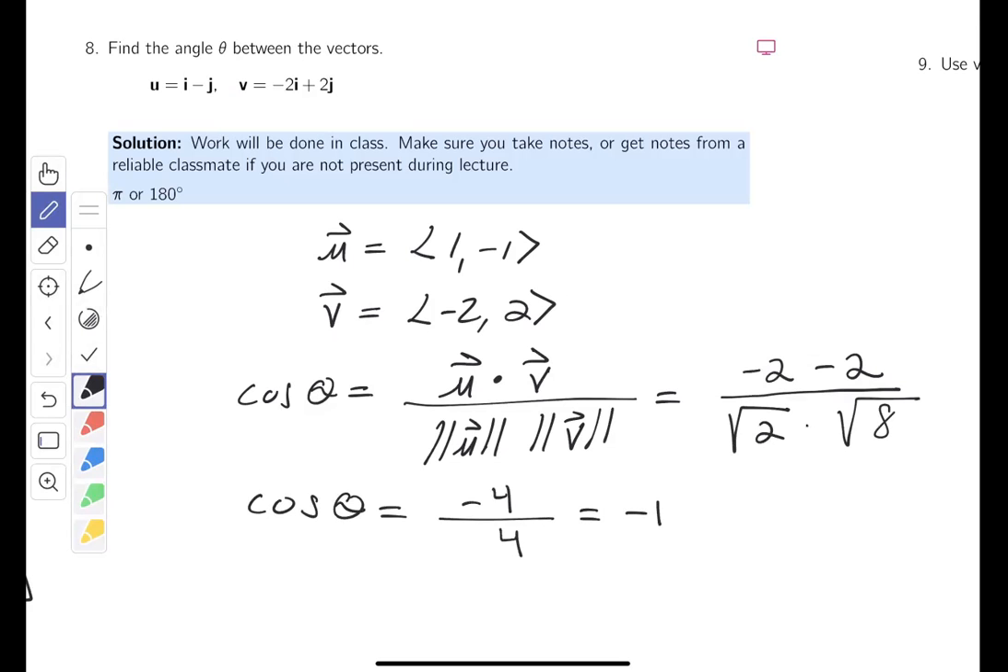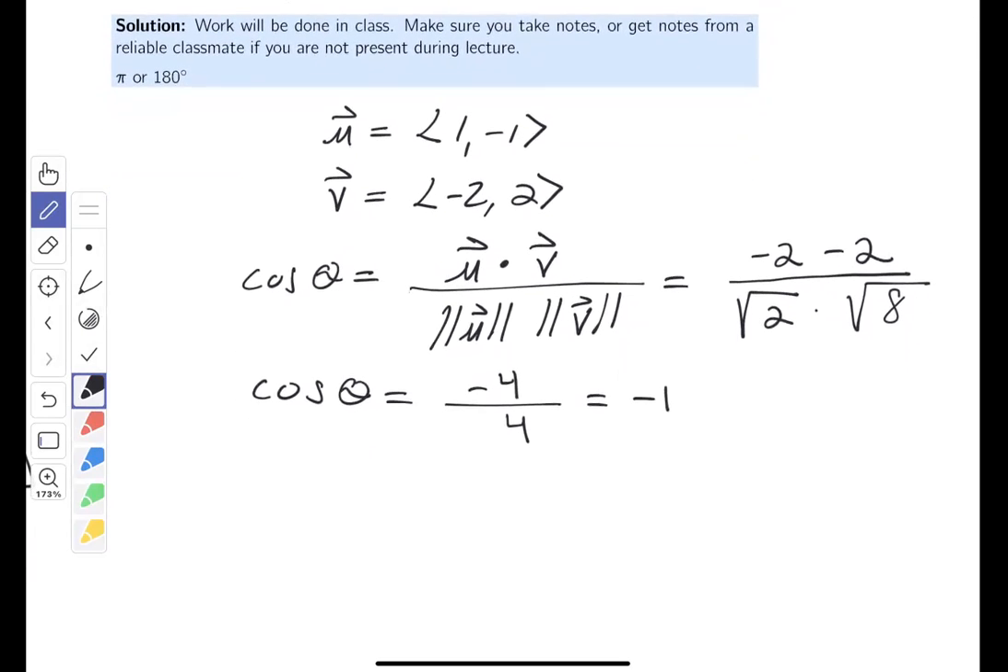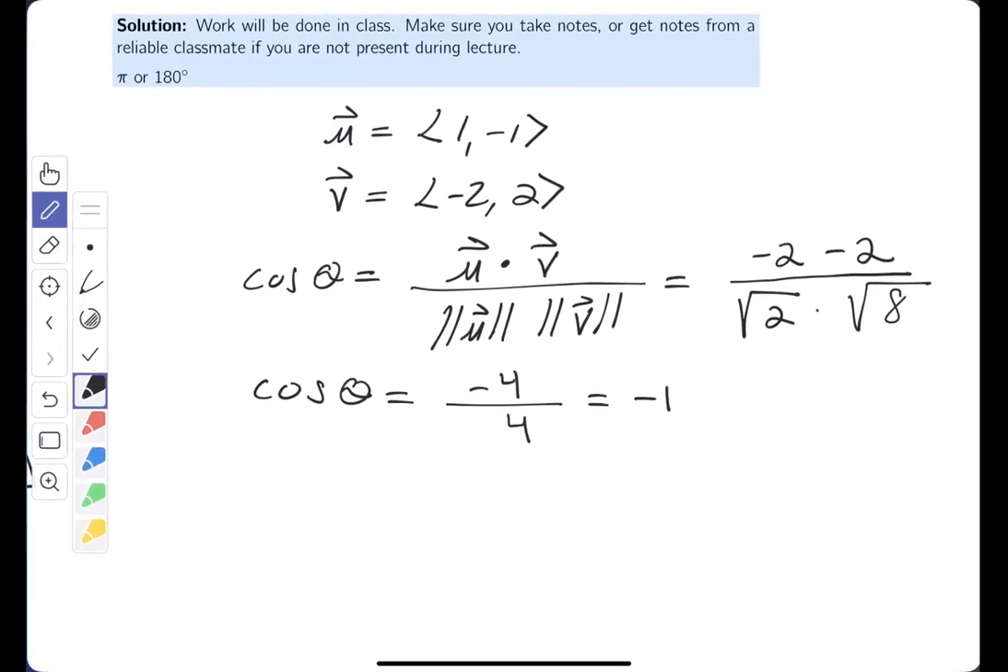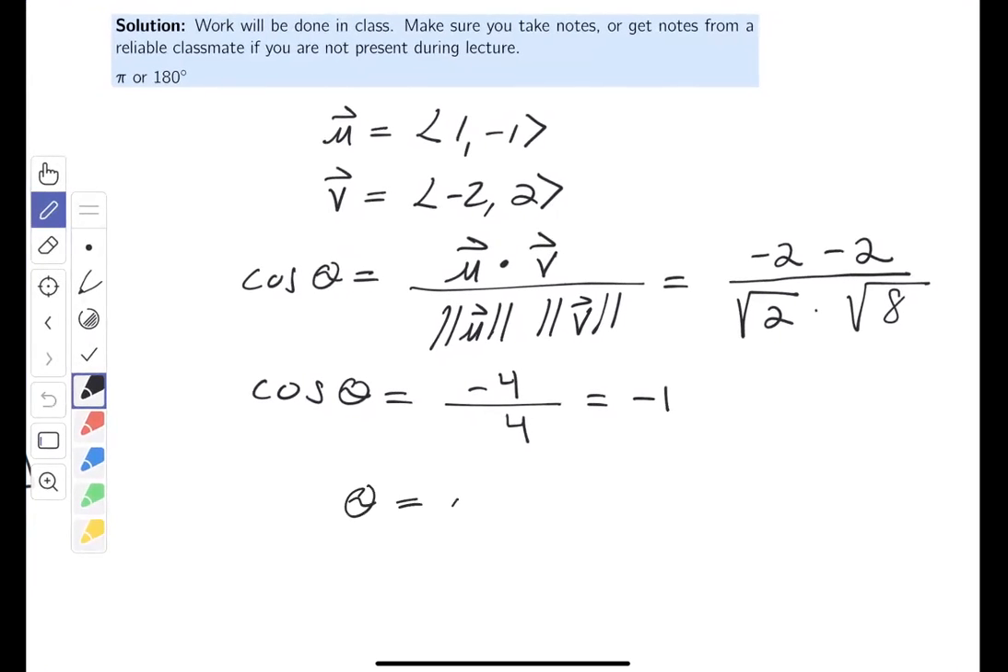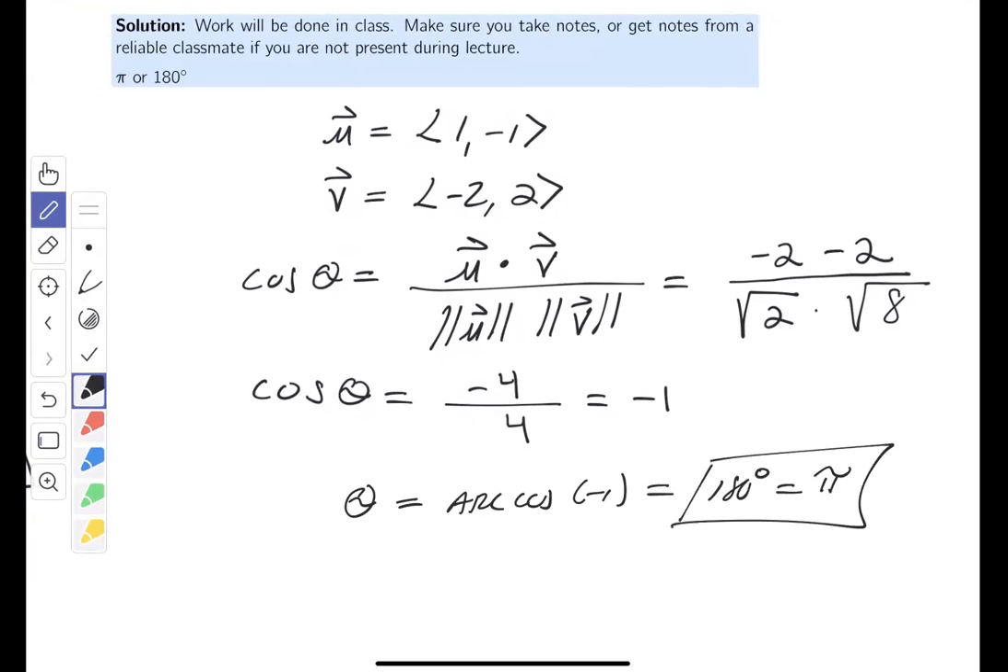All right. Now the question becomes, what did they ask for? They asked for the angle theta between the vectors. So what does that mean? Theta is going to be equal to arc cosine of -1, which is going to be, again, if you need to review, you go back to arc functions. This is 180 degrees or pi. Look at the key, and you should be staring at that. Let's go to the next one, which I think we just did 5, 6, 7, 8. I guess we'll do 9.